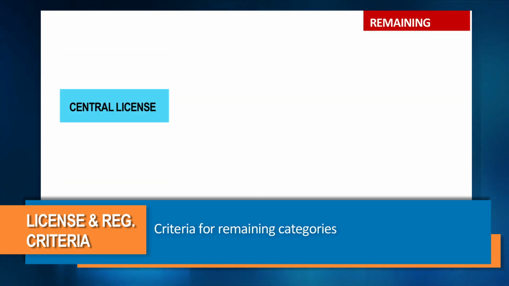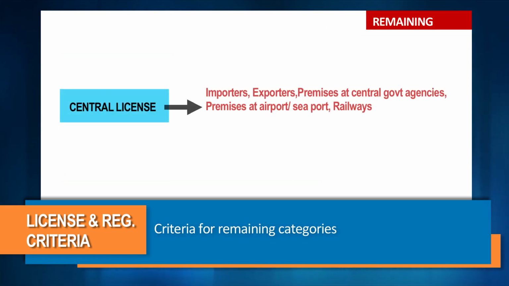The remaining business categories of importers, exporters, premises at central government agencies, premises at airport and seaport, railways and e-commerce business, they all fall under the central license category.